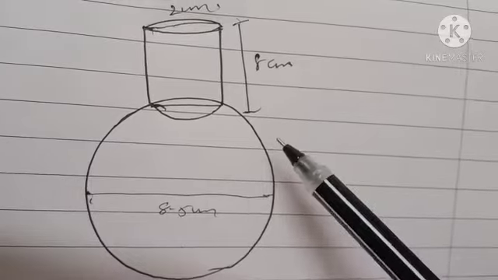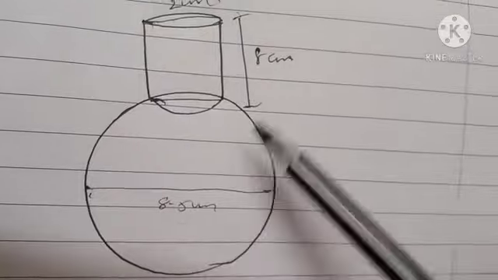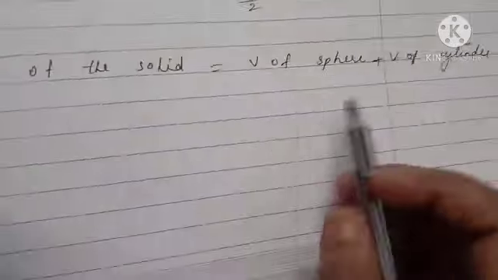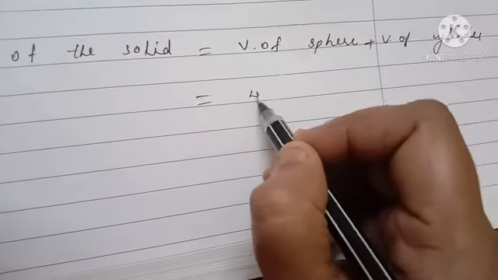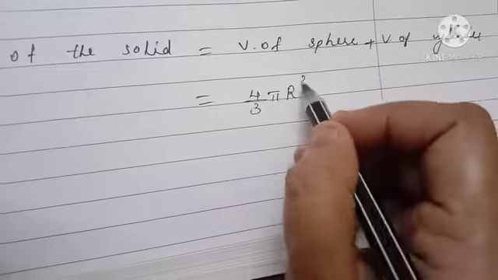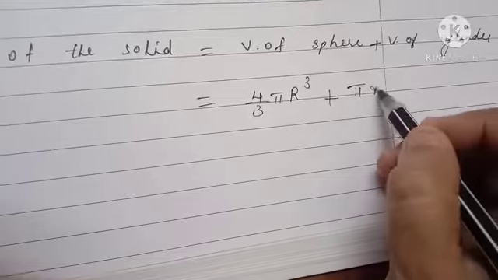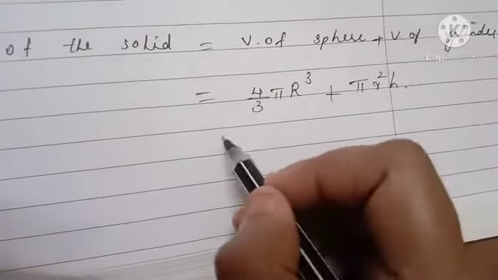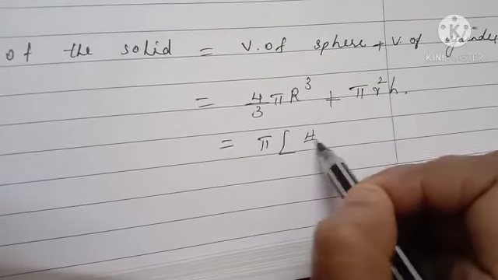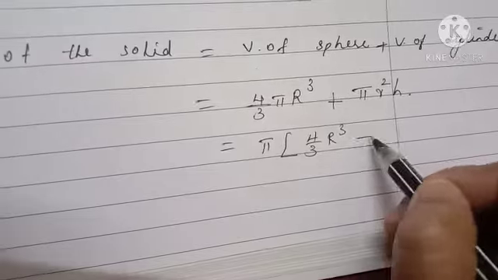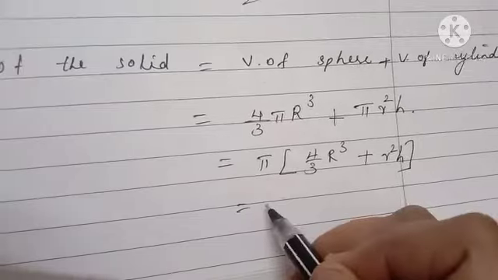So here we have to find the volume of this solid first. For that, what should we do? Volume of the sphere plus volume of this cylinder. Then we have to substitute the formulas. Volume of sphere is equal to what? 4 by 3 pi r cube. Here we mention it as capital R. Plus volume of cylinder is pi r square h. Then we take the common factor outside. Here pi is common. Then 4 by 3 R cube plus r square h.